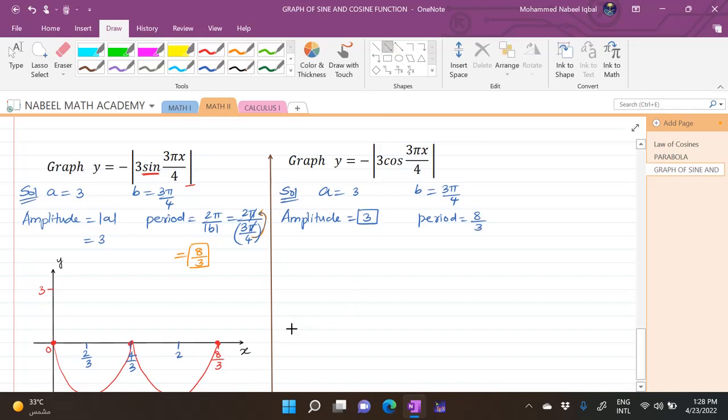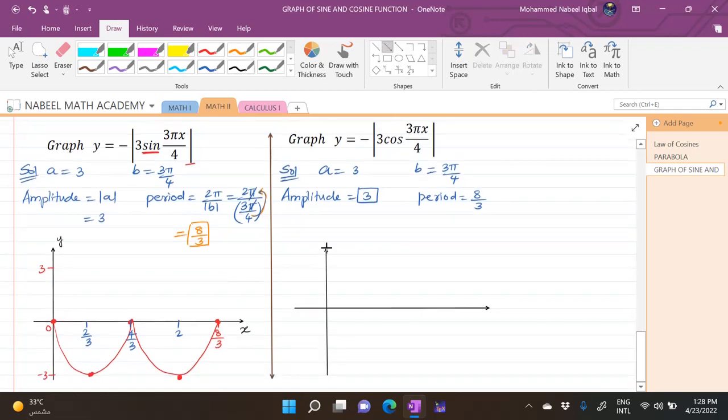So what is the graph here? This is the x-axis and this is the y-axis. What is the amplitude? The amplitude is 3 to minus 3. This is 0, and then here we will have 8 over 3. When you divide by 2, you will find 4 over 3. When you divide by 2 again, 2 over 3. When you multiply by 3, the 3 cancels and you will have only 2. After simplifying, I write this value.